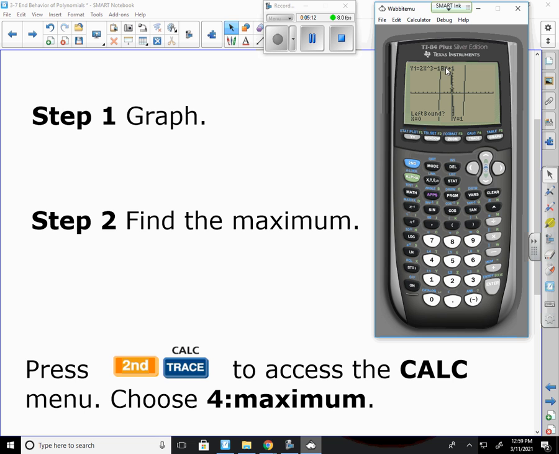So now for this one, I can see that I don't see the top or the bottom of the graph, so I'm going to have to zoom out first. So I'm going to zoom out. And now I can see the top of this graph here where it starts to come back down. So now I'm going to go back into my second calc and 4. Now I want to know on the left-hand side, so I go to the left of my peak here.